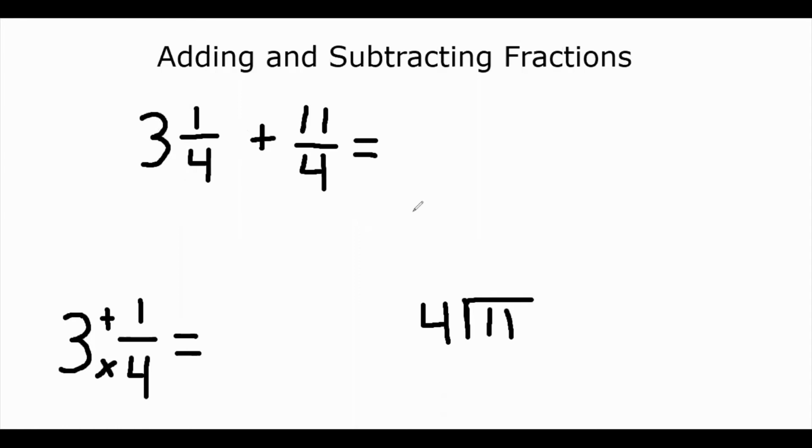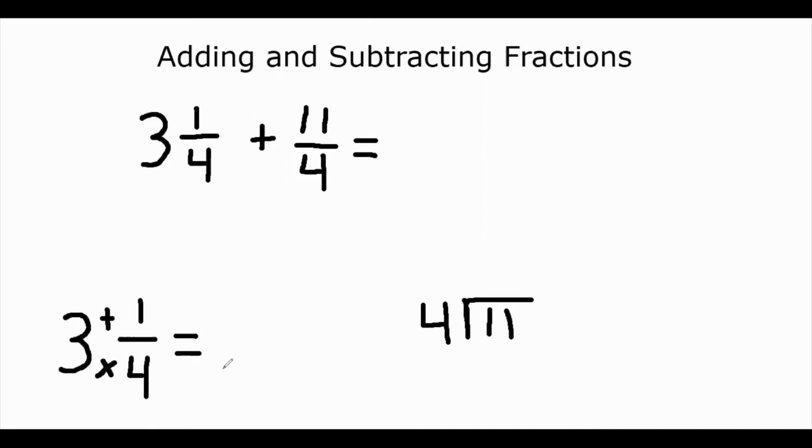So we have two options here in regards to solving this problem. We can either turn our mixed number, which is 3 1/4, into an improper fraction and then add that way, or we could change the improper fraction into a mixed number and add that way. So let's start with the mixed number. How do you turn that to an improper fraction?